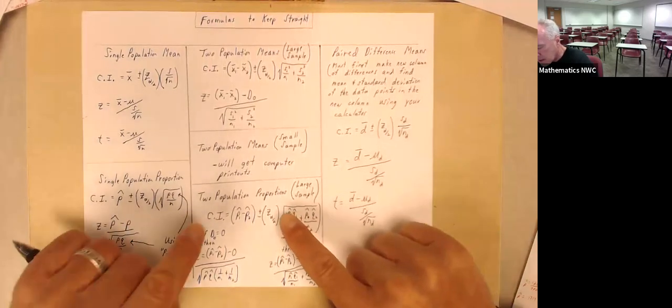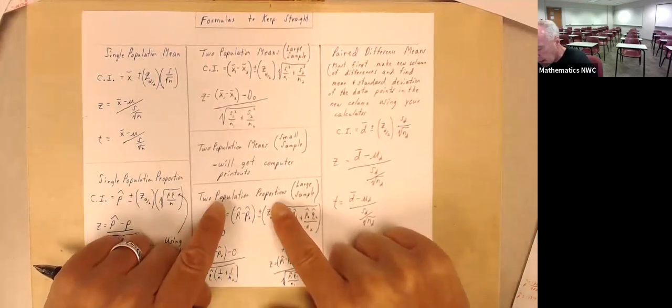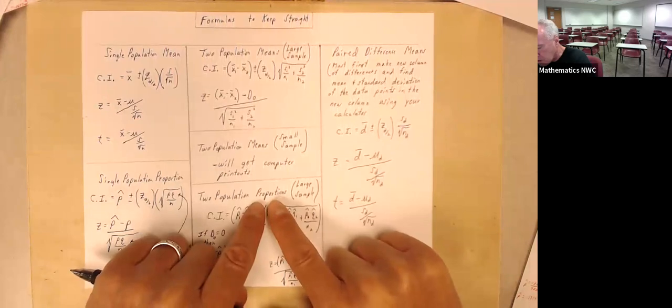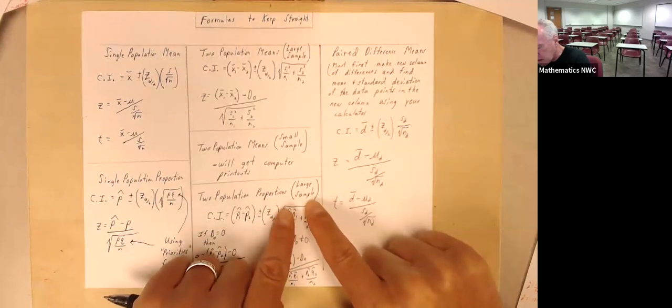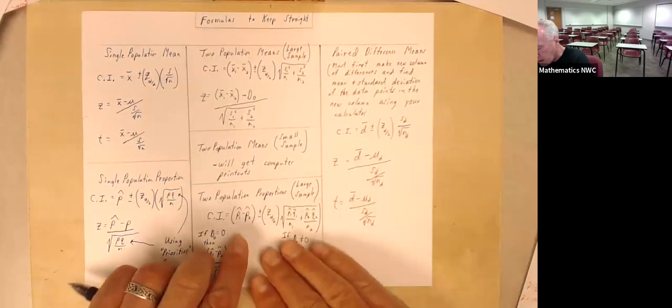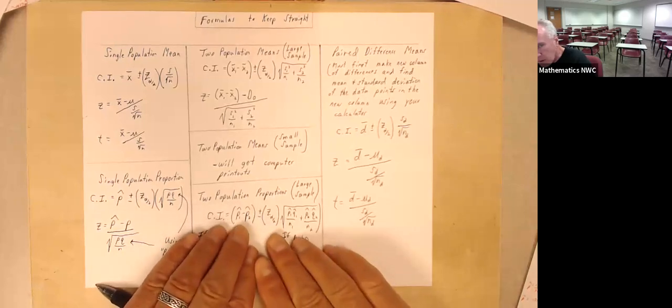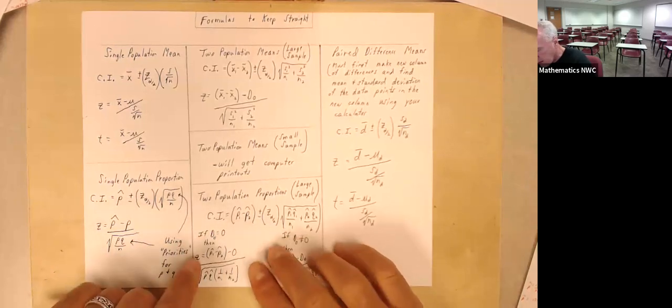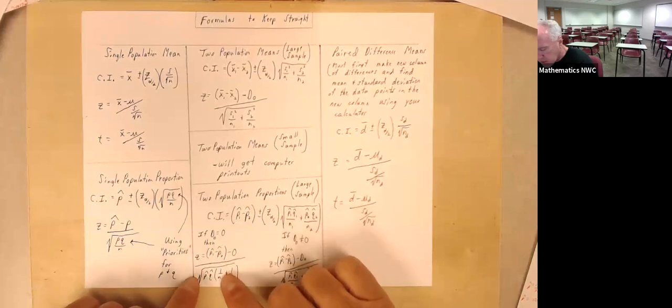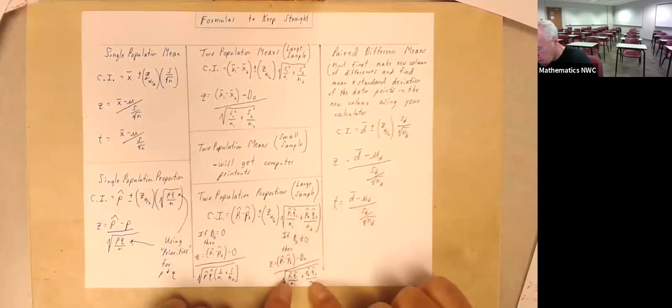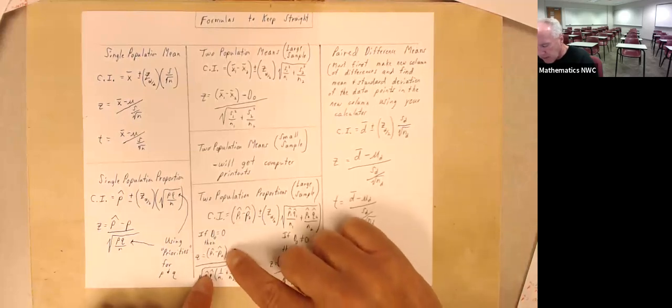Here's where we were today. We were looking at two population proportions. We only deal with large samples. Remember, our confidence interval was always that one right there. Our z-score could be any one of these two. Most often it's this one, and we used that in the previous two examples.